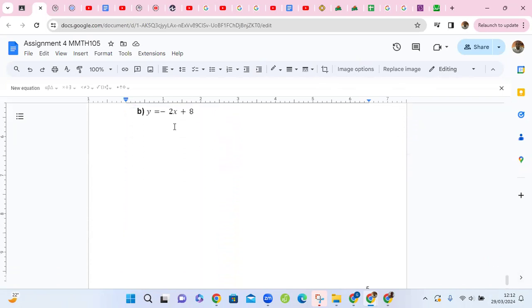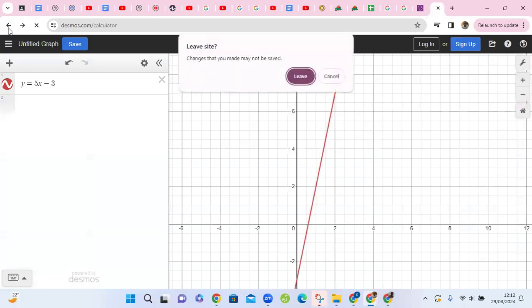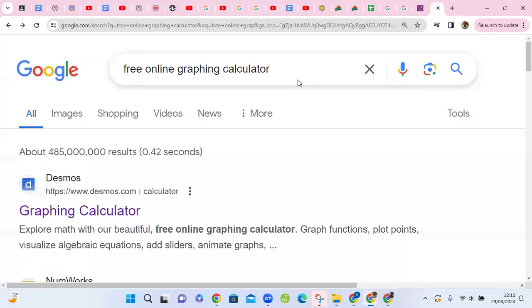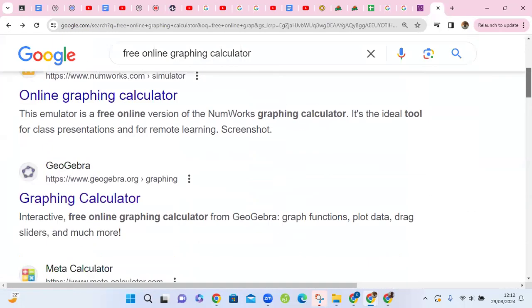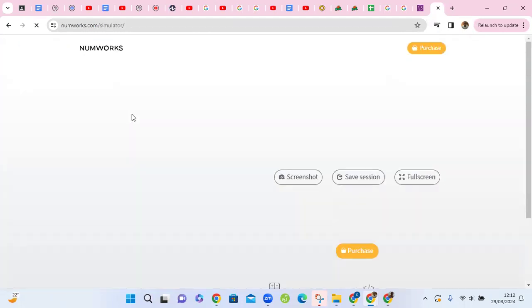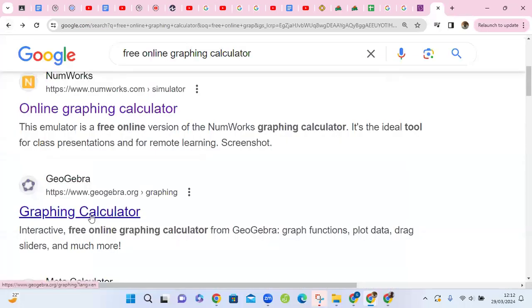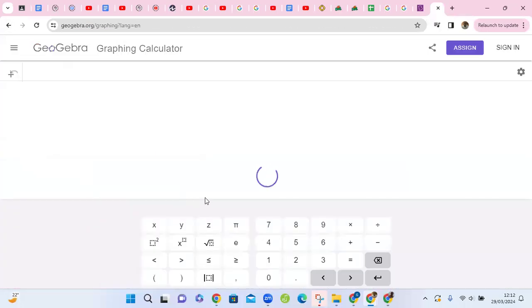So for this graph, we should get a line that more or less is going down because y is decreasing by 2 as x increases. So let's use a different software. There are a variety of them we can choose from. Let's try this one. Well, this one looks a little bit complicated. Let's use GeoGebra.